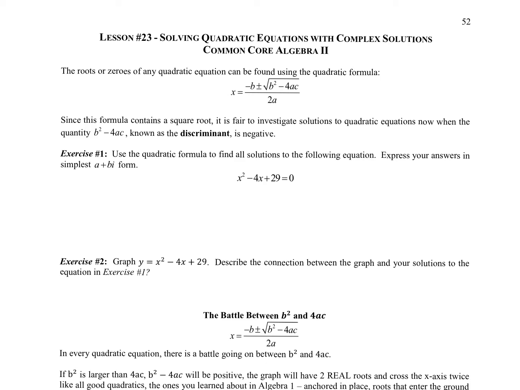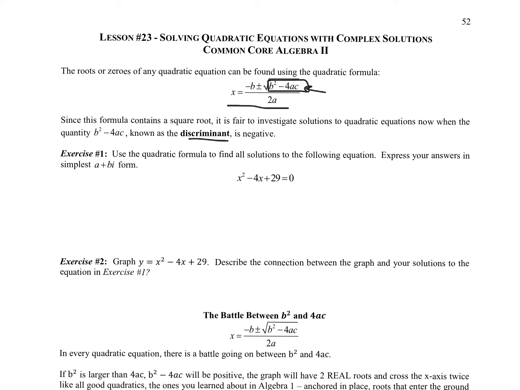In this last lesson, we're going to talk about quadratic equations with complex solutions. So we want to remember that the roots or zeros or x-intercepts of any quadratic equation can be found with the quadratic formula. Since this formula contains a square root, it is fair to investigate solutions to quadratic equations now when the quantity b squared minus 4ac, the expression under the radical, known as the discriminant, is negative. So we call that b squared minus 4ac the discriminant. We have a vocabulary word for it now.